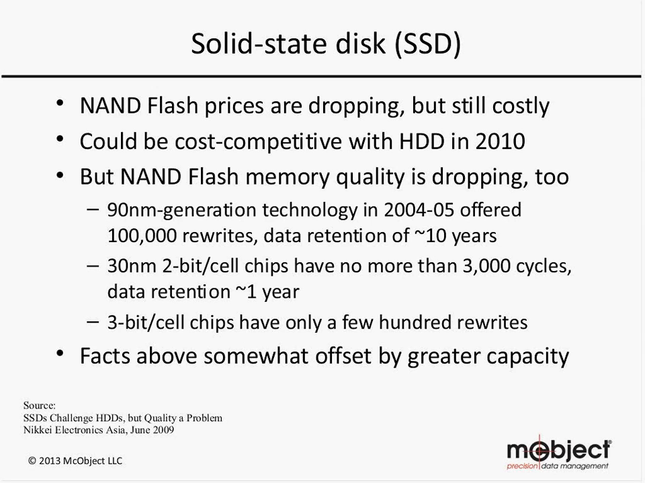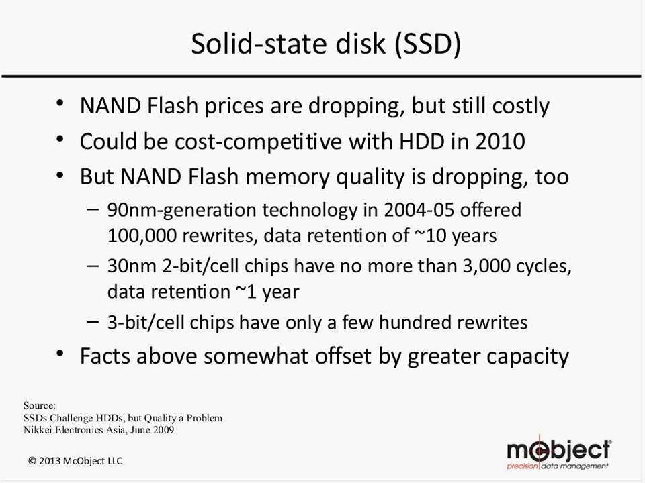The 90 nanometer generation of NAND technology in 2004 offered 100,000 rewrites of memory cells and data retention of about 10 years. The current 30 nanometer 2-bit per cell technology supports write cycles of only about 3,000 and data retention of just about 1 year. And then the 3-bit per cell chips that are emerging have only a few hundred write cycles.